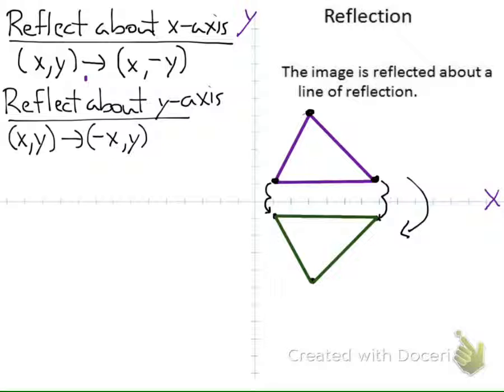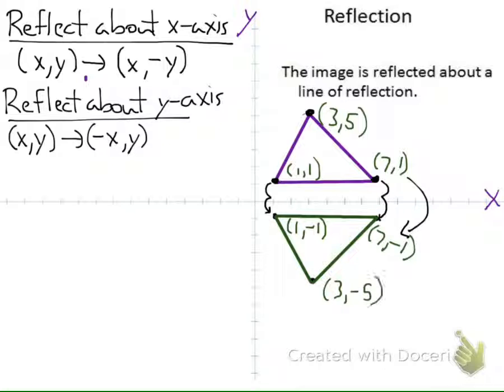Now I have something up in the top left, which is my notation for it. And when I reflect about the x-axis, you may notice all I'm doing is changing the sign of my y value. So for example, I went from 1, 1 to 1, negative 1. I went from 7, 1 to 7, negative 1. And I went from 3, 5 to 3, negative 5. So I changed that y value, it flipped it underneath. Okay, now let's do another one.